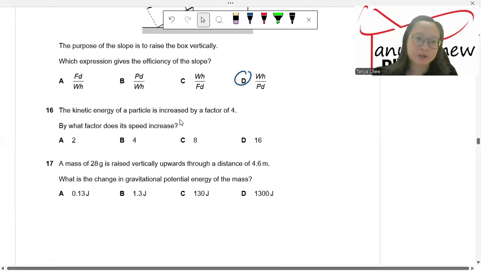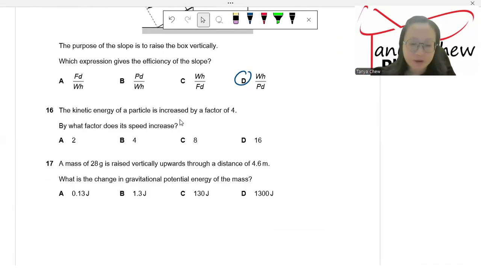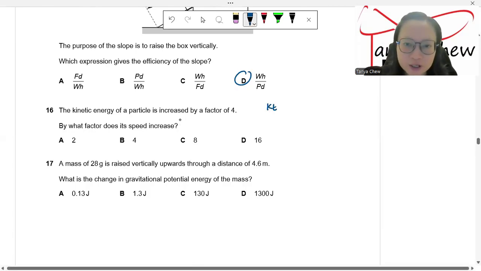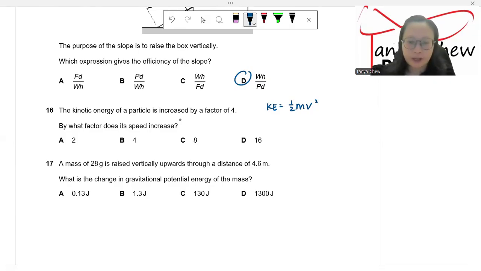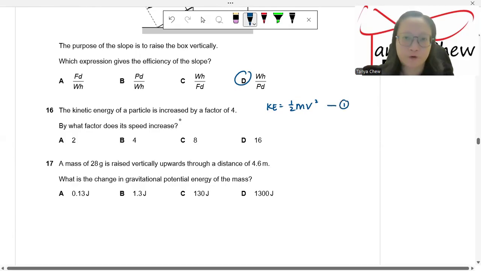Number 16, the kinetic energy of a particle is increased by a factor of 4. By what factor does its speed increase? So I would say that kinetic energy is equal to half mv squared. If you don't want to use a shortcut, I will use a long way to do it. So this is a general equation of the kinetic energy. I'll just put first equation. Now the kinetic energy is increased by a factor of 4, so 4 times the kinetic energy. I have to find my new speed here. So use the equation to solve it.